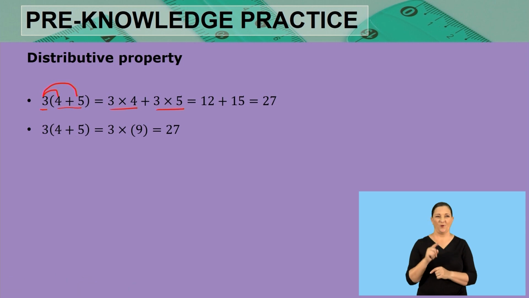To show that it is the same calculation, we know that 4 plus 5 is 9, and 3 multiplied by 9 is 27.